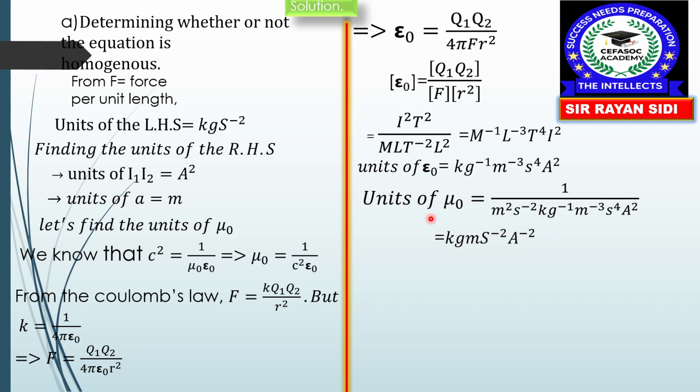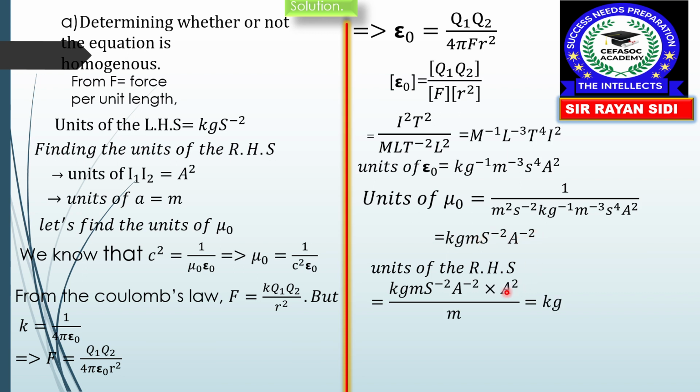Now we are not asked to find the unit of mu naught, we are supposed to find the unit of the right hand side. So the unit of the right hand side directly will be the unit of mu naught, which is kilogram meters per second squared per ampere squared, times ampere squared all over meters, which will simply give us kilogram per second squared. Here meters cancel meters, and per ampere squared cancels ampere squared, of course, so we'll be left with kilogram per second squared.